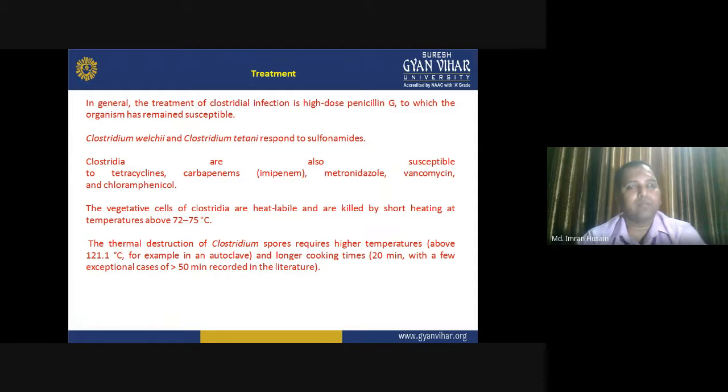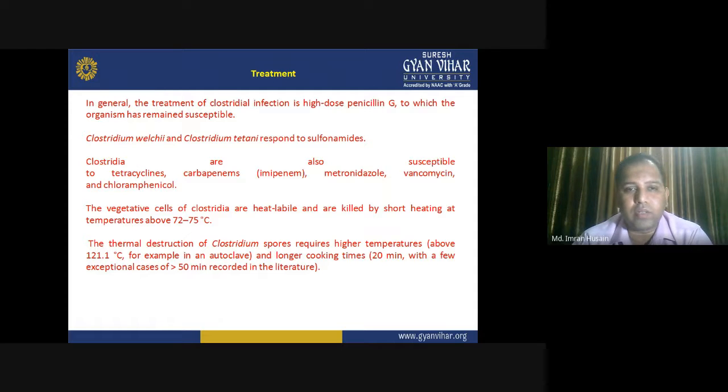Treatment. In general, the treatment of clostridial infection is high-dose penicillin G, as the organism has remained susceptible. Clostridium welchii and Clostridium tetani respond to sulfonamides. Clostridia are also susceptible to tetracycline, carbapenems, metronidazole, vancomycin, and chloramphenicol.